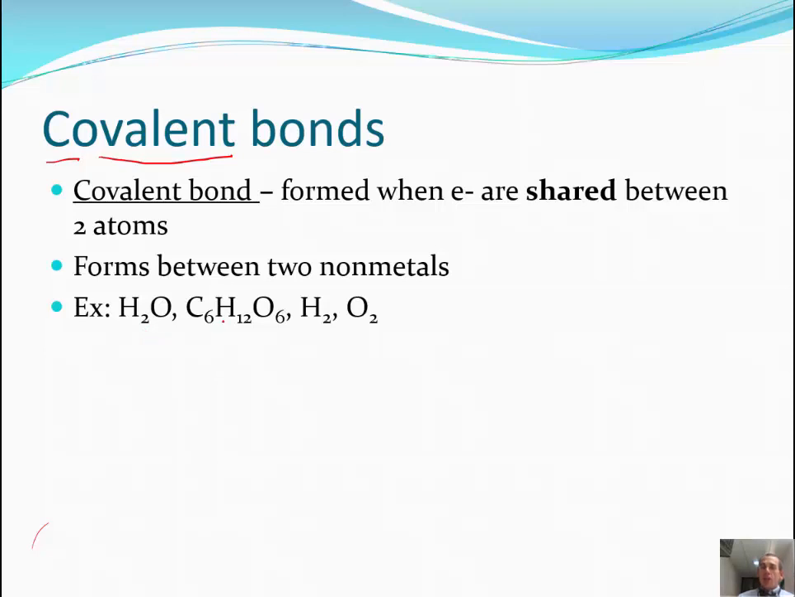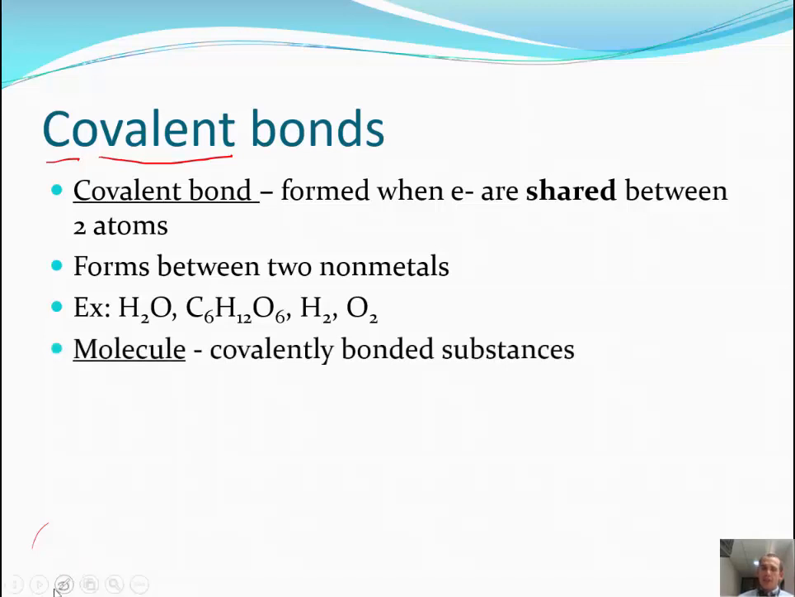Water is a molecule. Glucose is a molecule. Hydrogen and oxygen are both molecules. So a molecule is a covalently bonded substance. Ionic compounds are called ionic compounds, and they have ionic bonds. Substances that are held together with covalent bonds are called molecules.